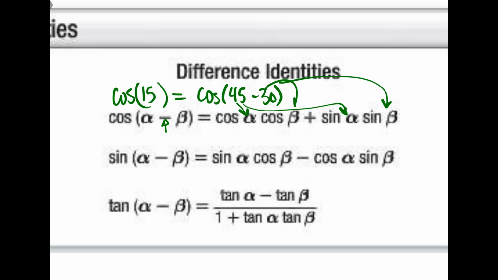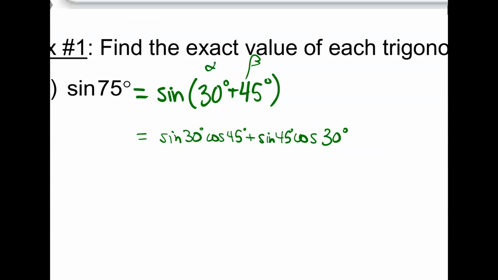I mean, the even-odd identity for cosine wouldn't matter, but for sine it would. Okay, let's finish out this problem.